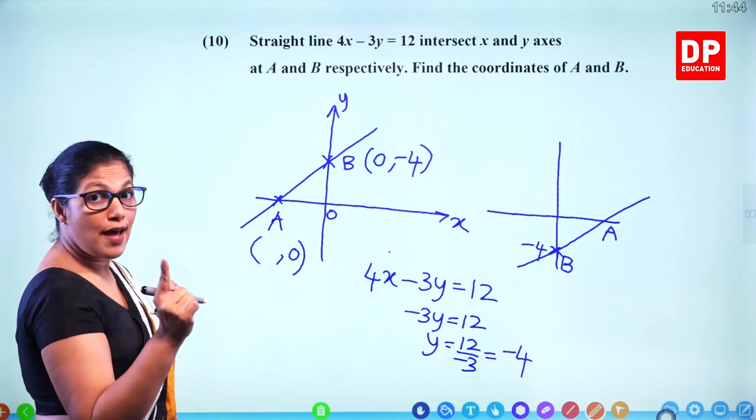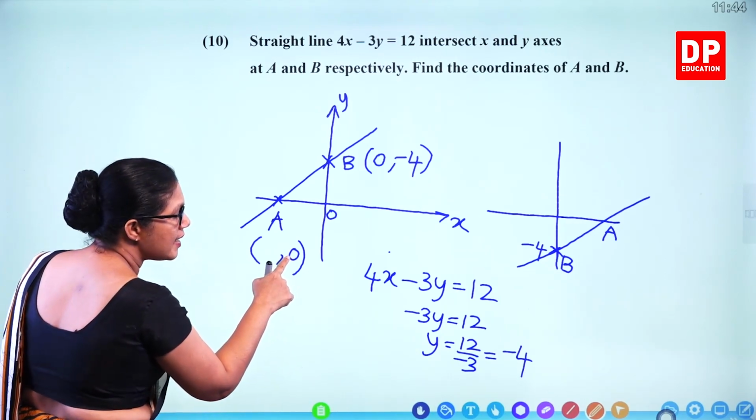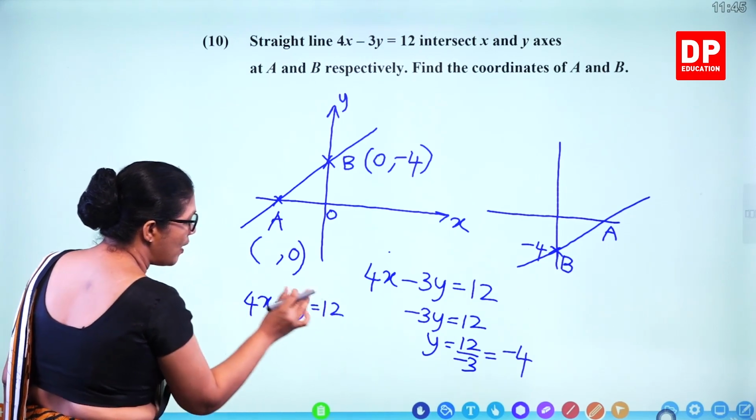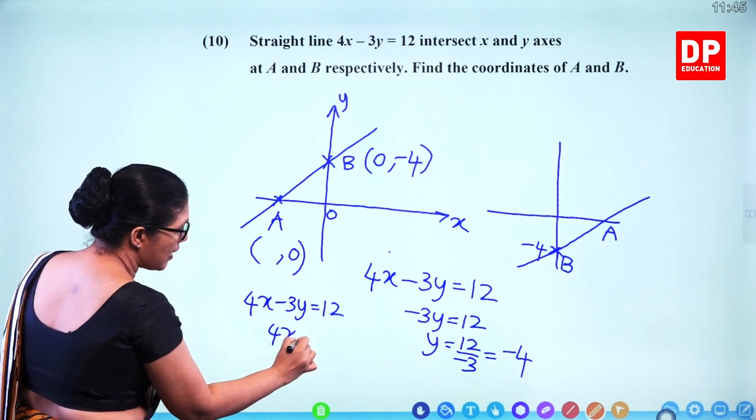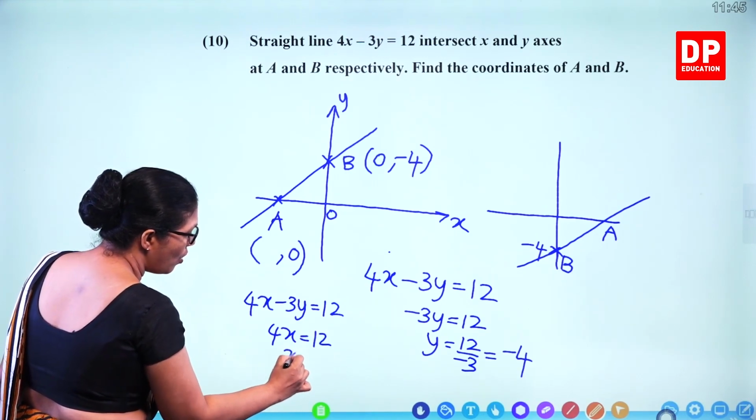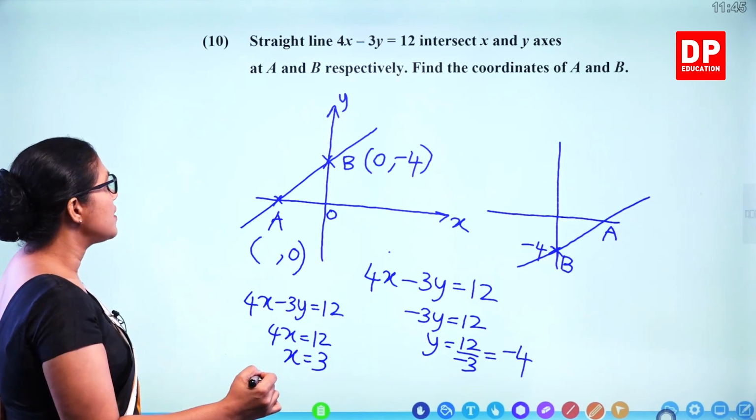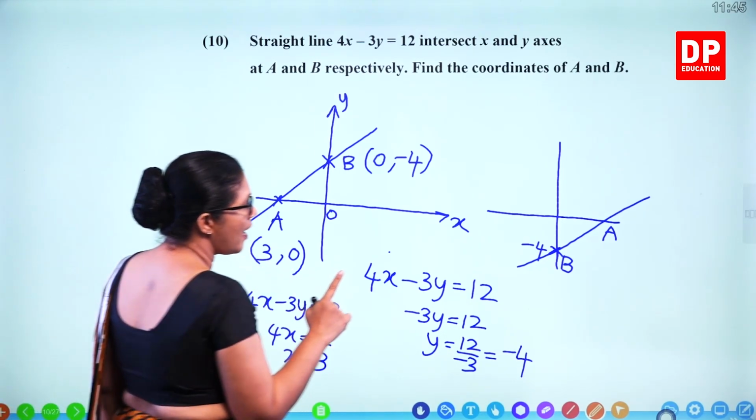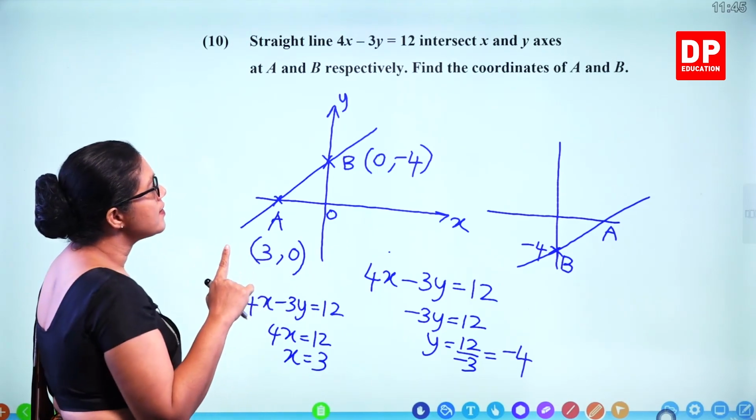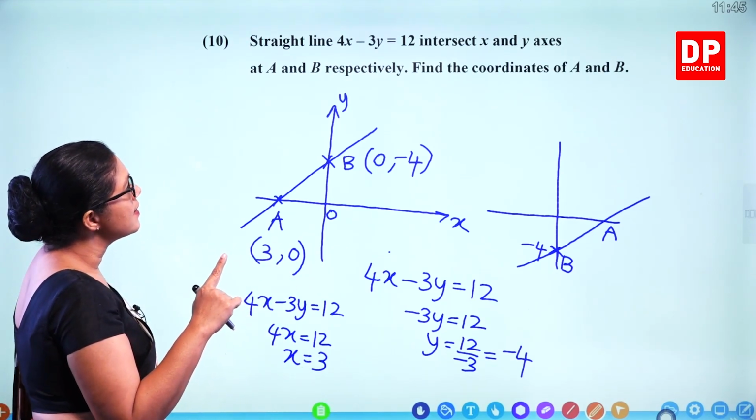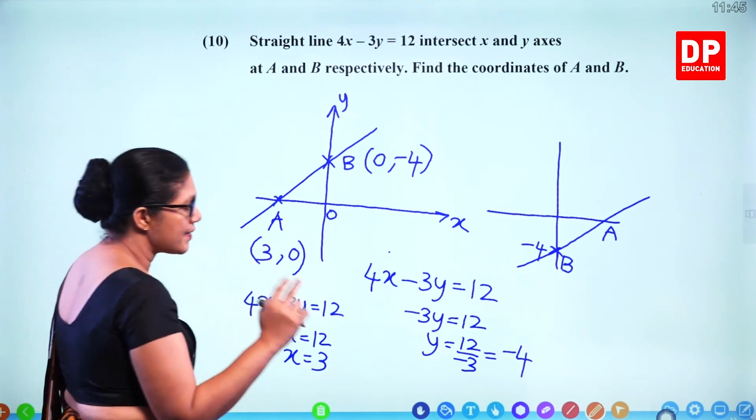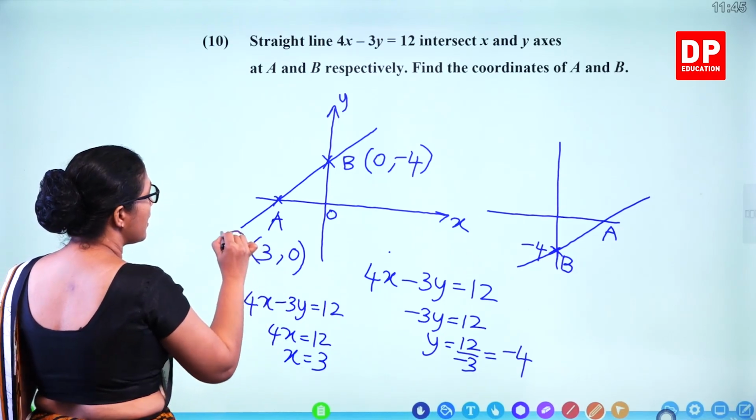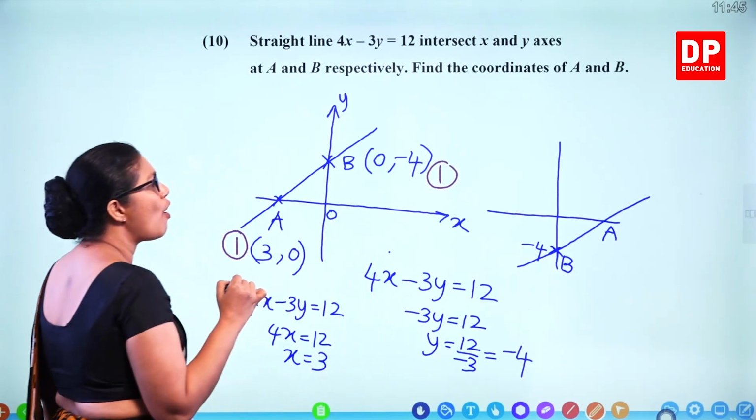And how do you find the other point? When y equals 0. So 4x minus 3y equals 12. When y equals 0, 4x becomes 12. Divide by 4, you get 3. x equals 3. So this value becomes 3. So we can write (3, 0) and (0, minus 4) as the answers. For coordinates, you have to give both x and y values. So 1 mark each. So 1 mark here for A point and 1 mark for B point.